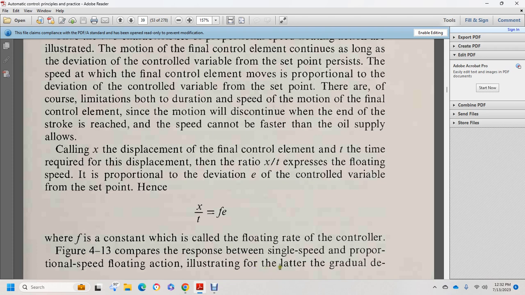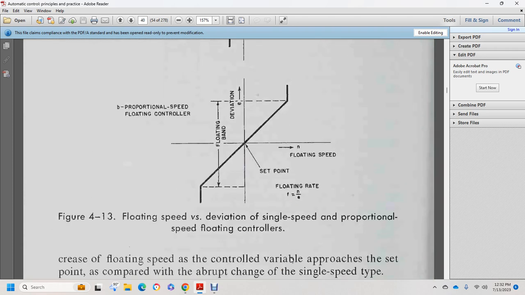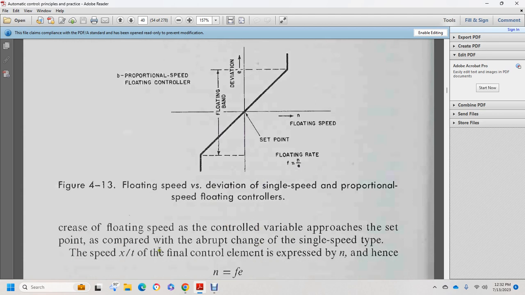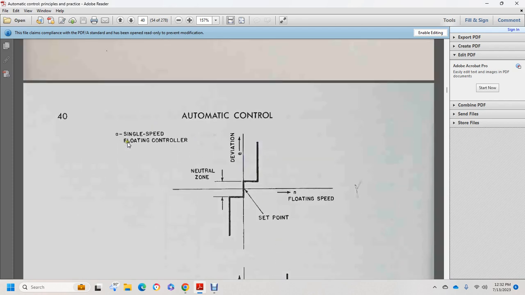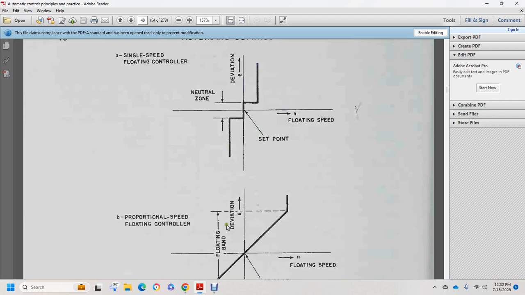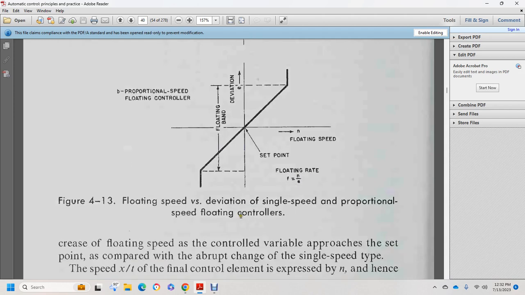Floating action illustrates a gradual response to deviation. The floating speed decreases as the control variable approaches the set point, compared with the abrupt changes in the single speed system. Alright, so here we have the single speed floating contactor: neutral zone, deviation, floating speed, set point. Then the proportional speed floating contactor: set point, floating rate, floating speed, floating band and deviation.